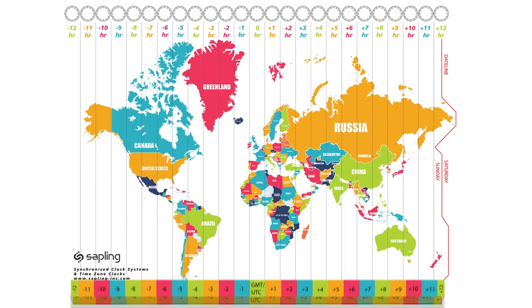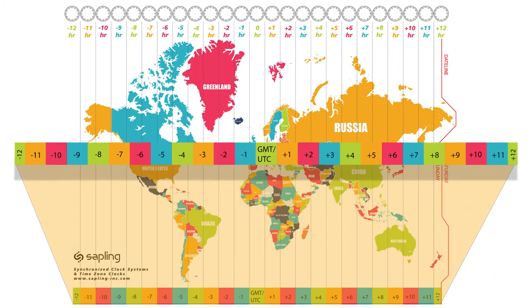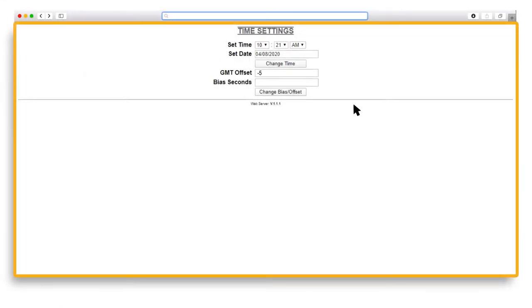For time zones that use a half hour or 15 minute offset from GMT, enter this time in seconds into the bias seconds field. For example, in a country with a GMT offset of +5 hours and 30 minutes, the user will enter +5 as the GMT offset and +1800 as the bias seconds. If your time zone does not use a half hour or 15 minute offset from GMT, leave this field as 0. Click the Change button to confirm your settings.